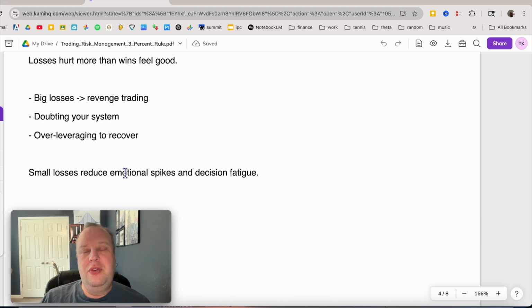Small losses reduce your emotional spikes and decision fatigue. So one of the things that we are doing when you're trading is you don't want to be showing emotion when you take a trade. You should be perfectly fine with a trade stopping out and just moving on from it. If you're feeling bad, like, oh no, this trade's not going to work out, I'm not going to be able to put food on the table, then you're sizing way too big.